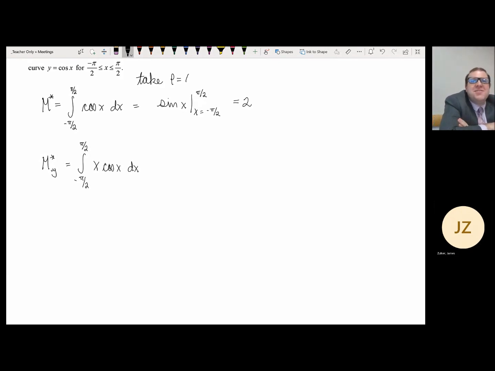Oh joy. X times cosine x. That would be integration by parts. Fortunately, this is one where it's symmetrical, so you don't have to do it. True, it is symmetrical. I'm just going to use the formula to plug it in.